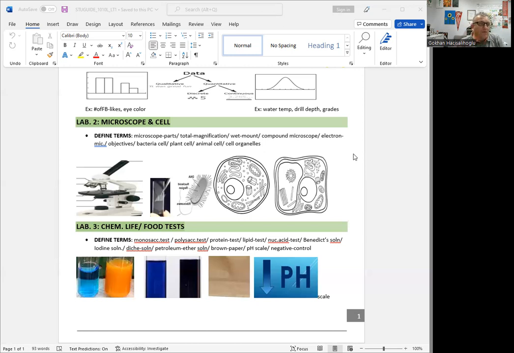So these are labs 1 to 4, and this is the end of the review of module 1, BSC 1010.